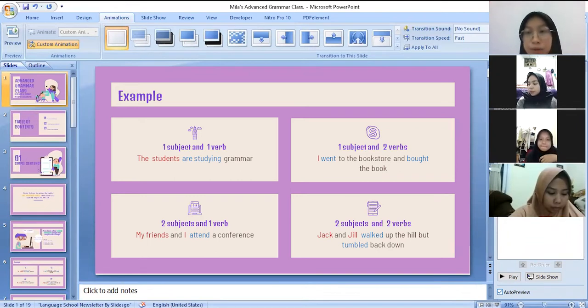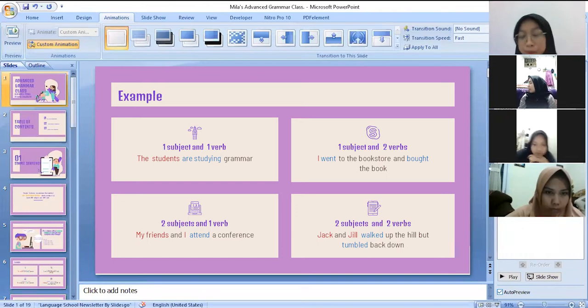One subject and one verb. The students are studying grammar. The subject in the sentence is the students and the verb is are studying. It is categorized as a simple sentence because it consists of one subject and one verb. One subject and two verbs. I went to the bookstore and bought the book. It has one subject, I, and two verbs, went and bought.